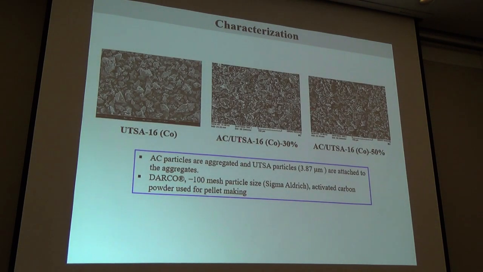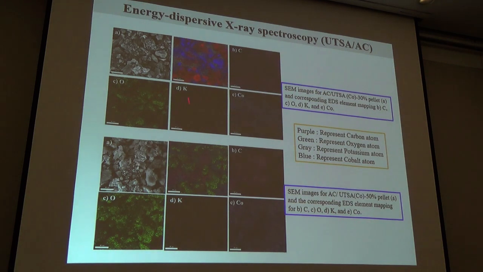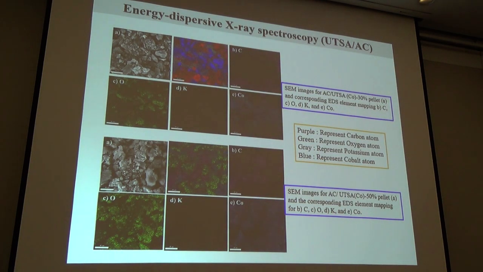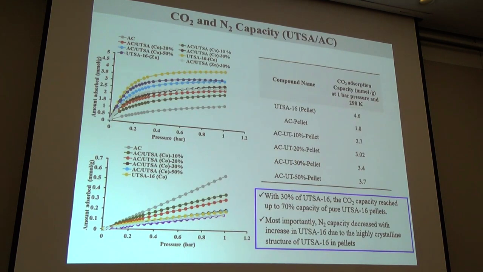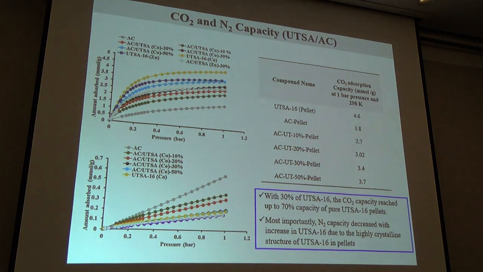In the characterization part, we can see the polygonal shape of particles tightly held with activated carbon. This is the AC UTC-16 cobalt 30%, and this is AC UTC-16 cobalt 50%. So this is all about the SEM images. This is the EDS data, where purple color represents carbon atoms, and this shows which color represents which atom.